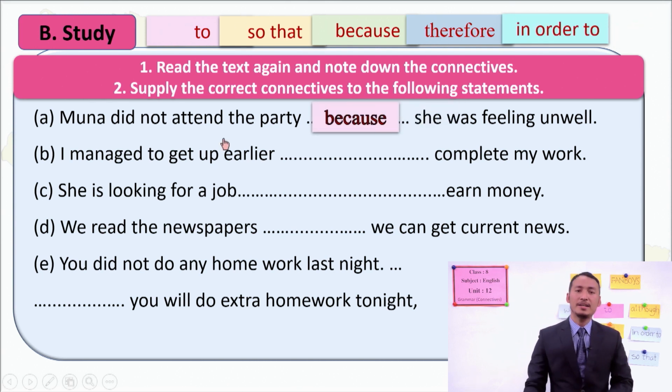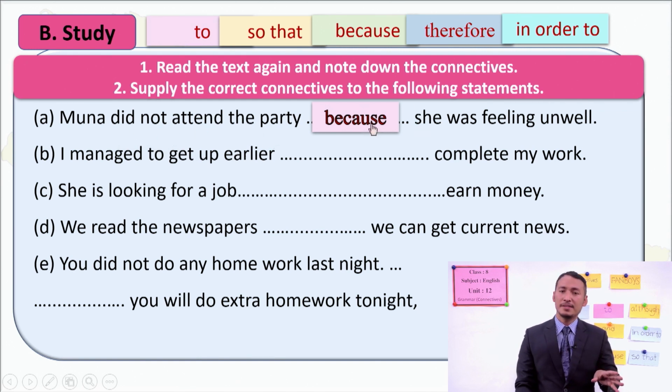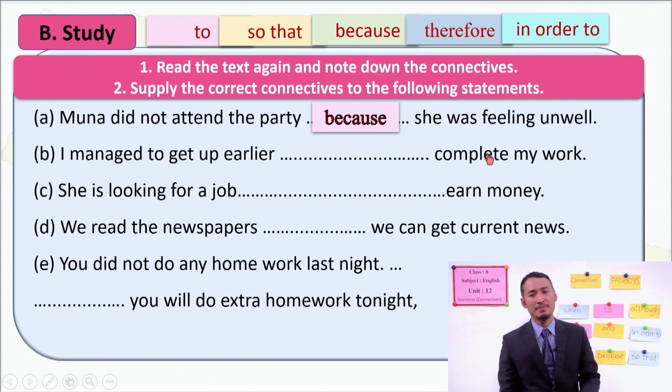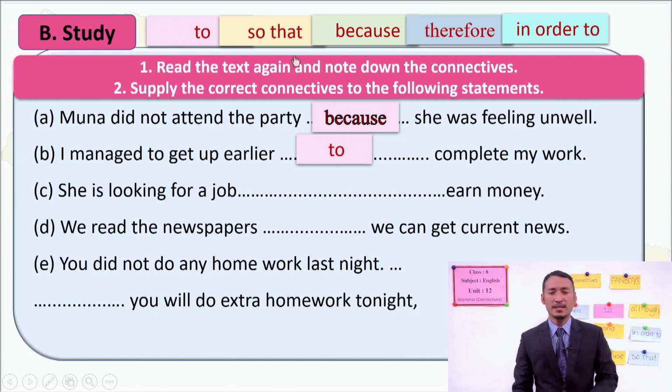Okay, Muna did not attend the party because she was feeling unwell. Because she was feeling unwell. Look here. She did not attend the party. The reason, here the reason connective. The reason is she was unwell, she was sick. I managed to get up earlier to complete my work. Okay, this is the action, and this is one purpose. So what can be the connective? It's a purpose connective: to complete my work.